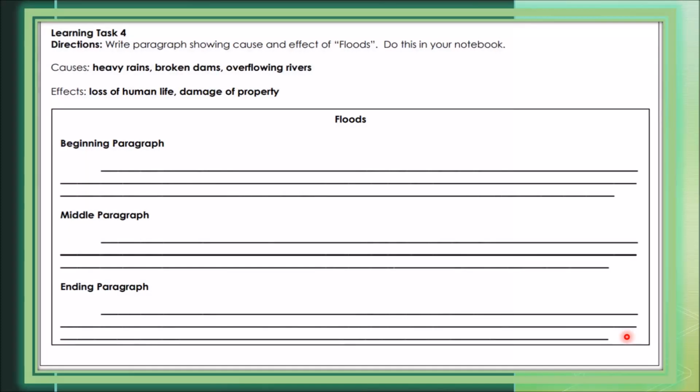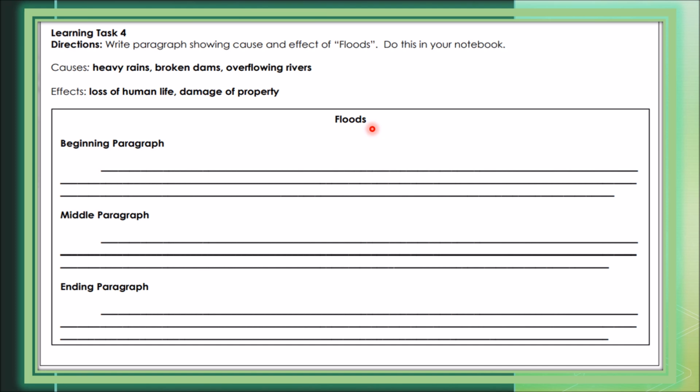So this time, for learning task 4, you're going to write a paragraph showing cause and effect of floods. Do this in your notebook. These are the causes, right? Heavy rains, broken dams, overflowing rivers, and the effects, loss of human life, damage of property. So we're going to start here with the beginning paragraph. So the title of this paragraph is floods, okay?